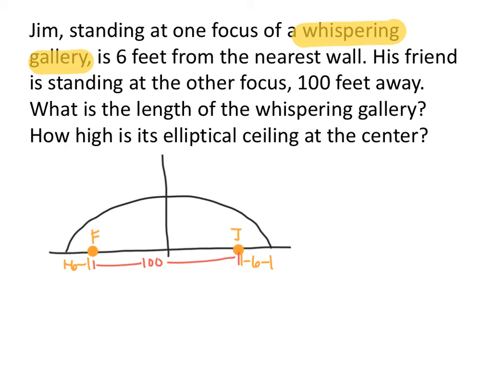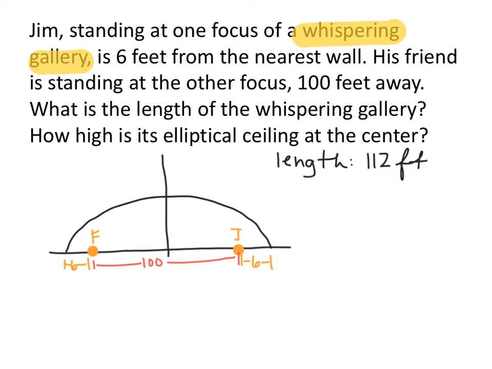So here I have my drawing. Whenever you see this term, a whispering gallery, that means it's an ellipse. So whispering galleries, the ceilings make the shape of an ellipse. So I have an ellipse here. I kind of drew it on a coordinate plane with the center at the origin. Jim's at one focus, 6 feet from a wall. 100 feet away from him is his friend. If Jim's 6 feet from his wall, then his friend must be 6 feet from his wall because everything is symmetric. So knowing this, what's the length of the whispering gallery?